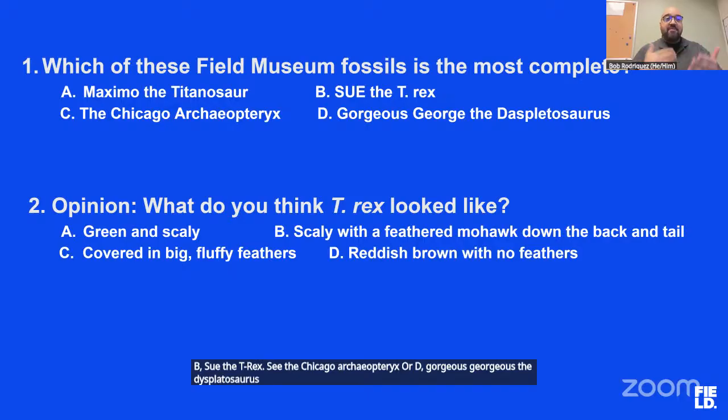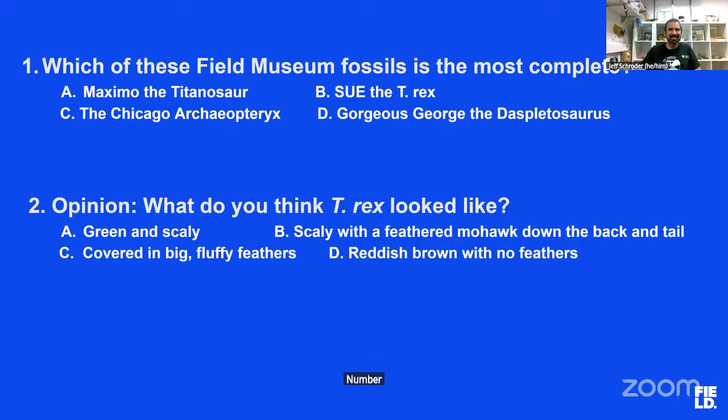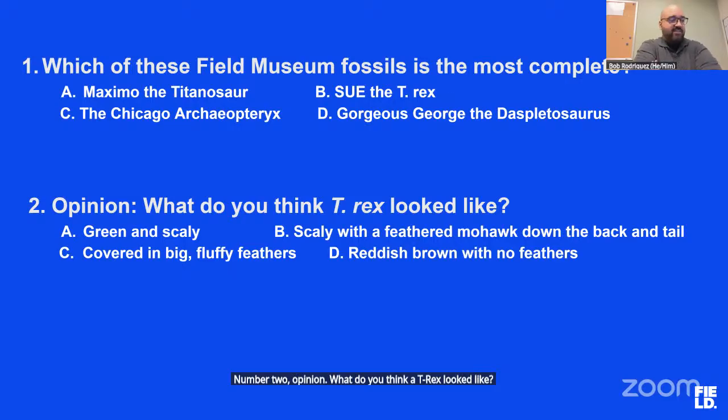I'm feeling more comfortable with that word. Yeah. Number 2, opinion. What do you think a T-Rex looked like? A, green and scaly. B, scaly with a feathered mohawk down the back and tail. C, covered in big fluffy feathers. Or D, reddish brown with no feathers.